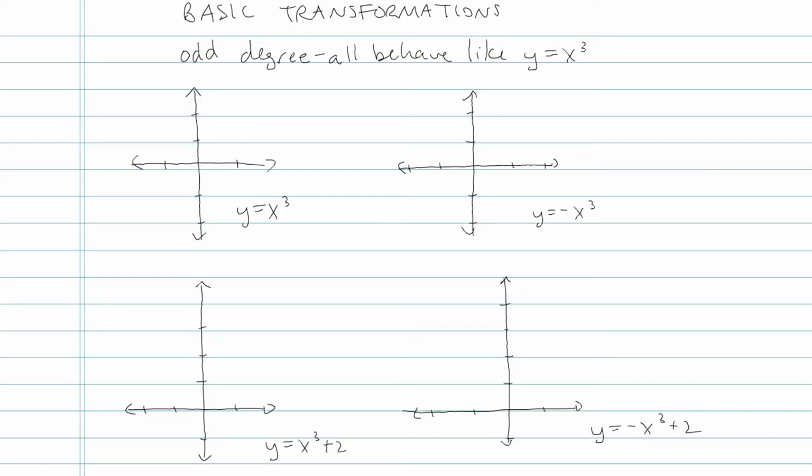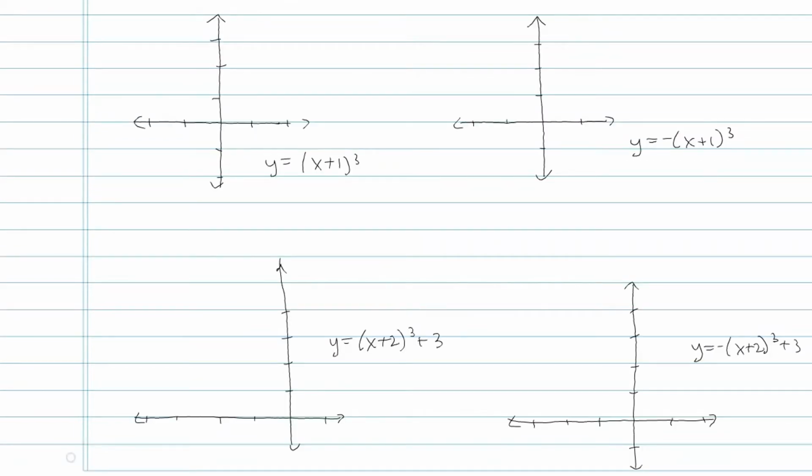Basic transformations, if you can wrap your head around the rules of when to move side to side and up and down, can be a huge shortcut, a huge time saver when you're asked to graph fancy polynomials. Look at this last one on the page. Look at this guy we're going to be graphing: y equals negative (x plus 2) cubed plus 3. That's a pretty scary looking polynomial, but we're going to graph it in about 10 seconds.